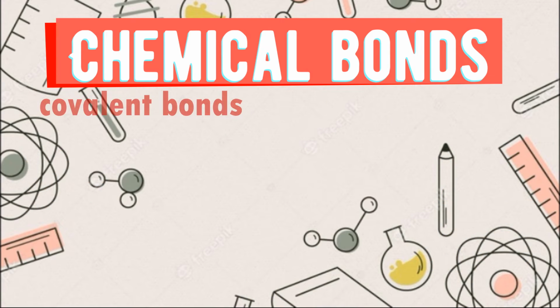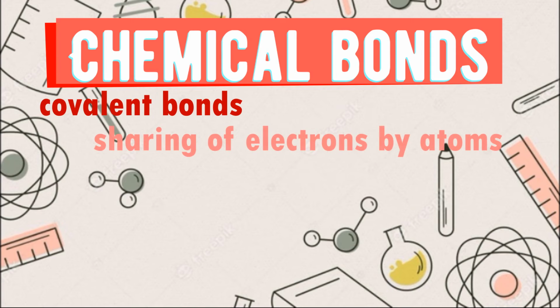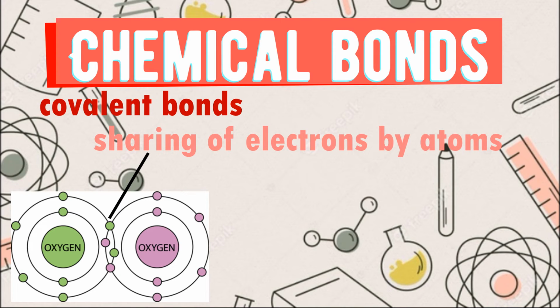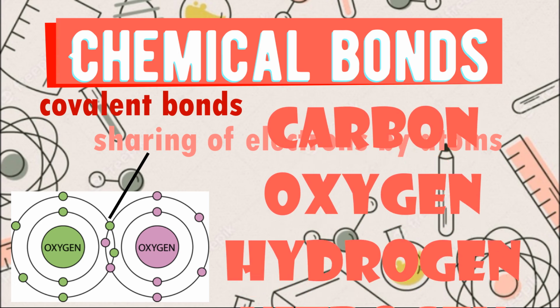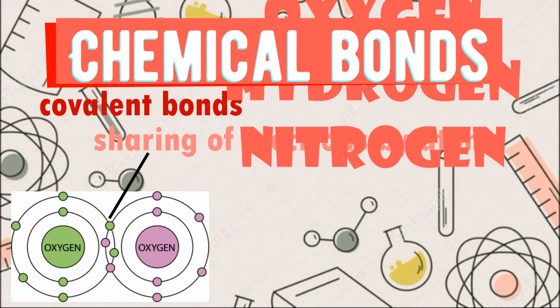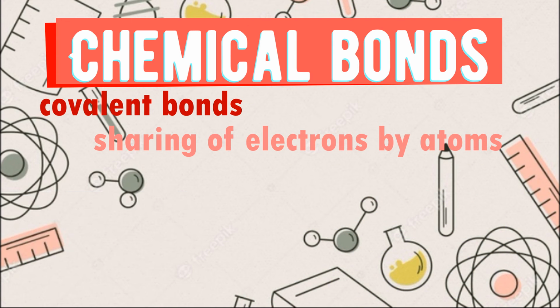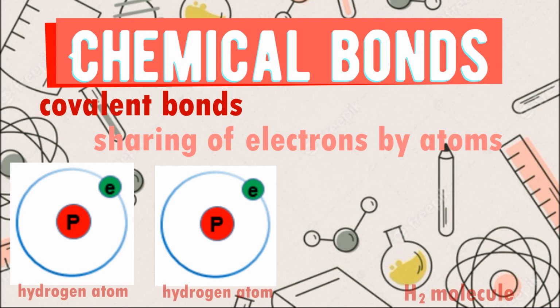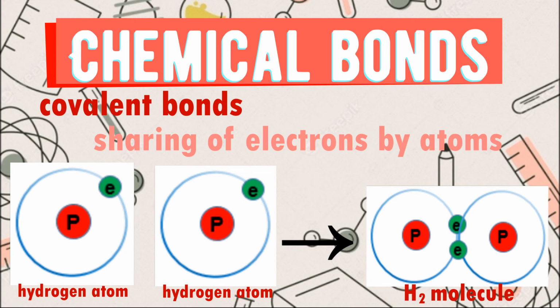Now for covalent bonds. Covalent bonds are chemical bonds that are formed by the sharing of electrons, one or more pairs of electrons, by the outer energy levels or shell of two atoms. The four major elements of the body, carbon, oxygen, hydrogen, and nitrogen, almost always form covalent bonds by sharing electrons. So, for instance, two hydrogen atoms can bond by sharing a pair of electrons.